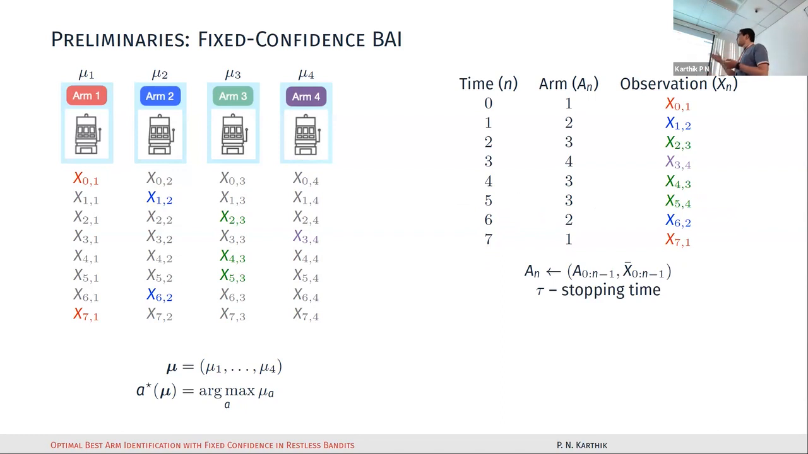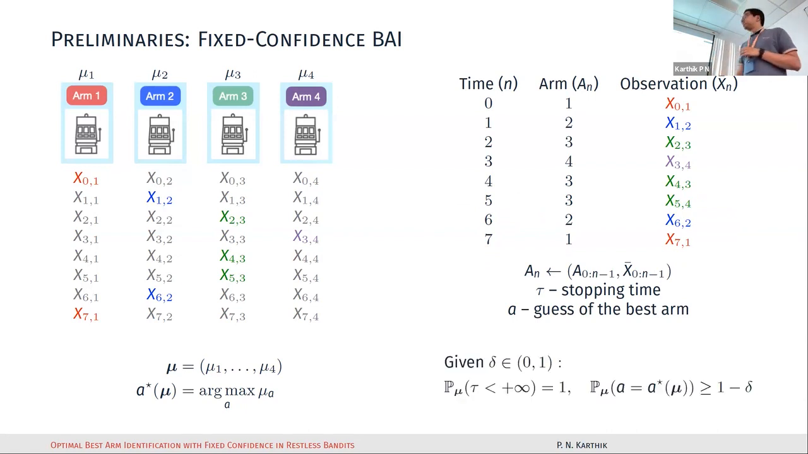This potentially goes on up to some random time tau, at which you decide to stop and declare a guess. You output a guess of the best arm. Now, in this fixed confidence regime, given a certain delta, which is called the confidence level, you would like to design an algorithm for identifying the best arm which stops in finite time and outputs the correct answer with probability at least 1 minus delta. This is what is of interest.